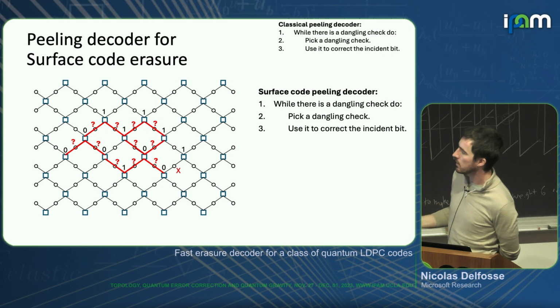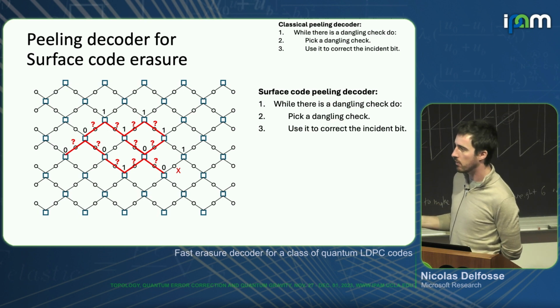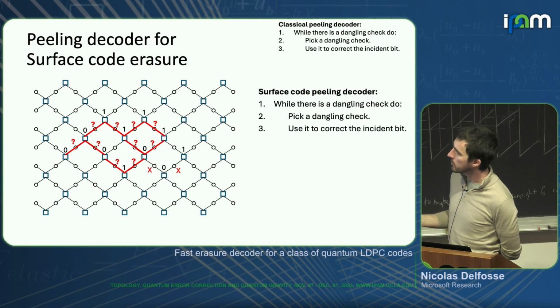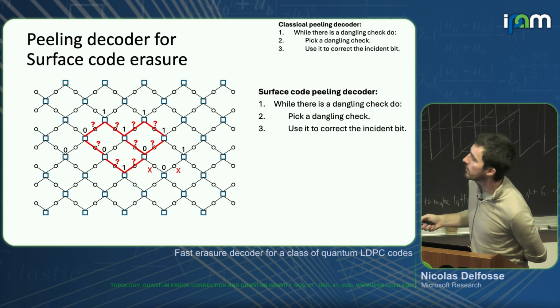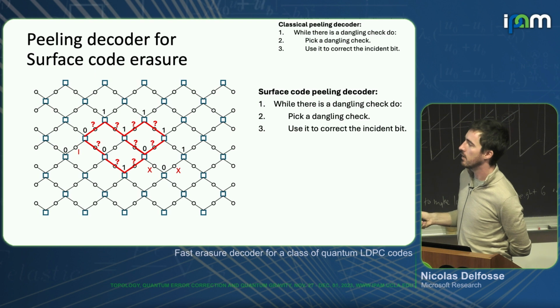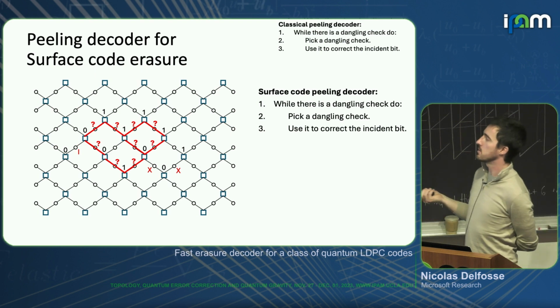And we can do the same thing with the next check. Now that we corrected this qubit, this one becomes dangling. So we keep doing the same thing. We can correct again, and we apply no x error because this check has value 0. The number of incident x must be even. And we can do the same thing with the last dangling check up there. And in this case, we get the identity. Now there is no more dangling check.